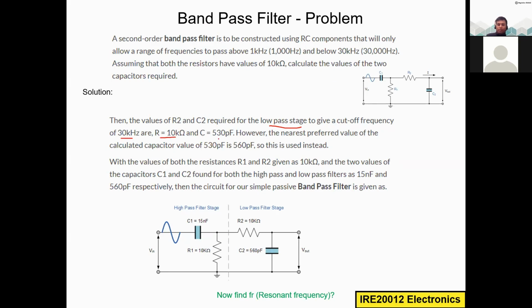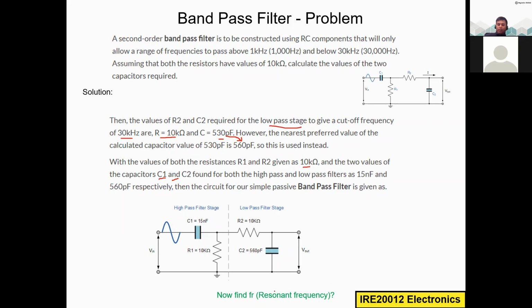However, the nearest preferred value is 560 picofarad. This is also close to the practical available capacitor value. So with the values of both the resistances R1 and R2, and the capacitor values, which we know, now you can construct this circuit like this.